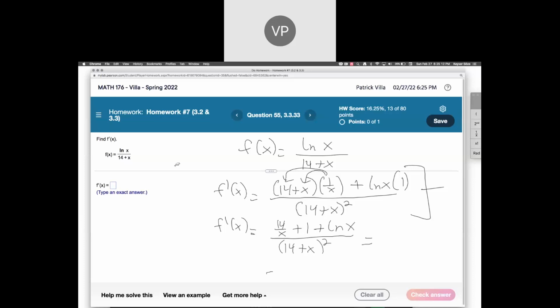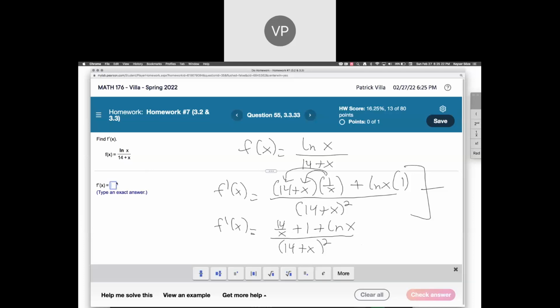Okay, so I'm going to simplify it a little bit. We could technically simplify some more, but I'm going to leave it right there just to test out the system, and I want to see how they like this answer. So it's like a half simplification here. So I'm going to use this fraction tool. I have a 14 over x plus 1 plus natural log of x all over 14 plus x squared.